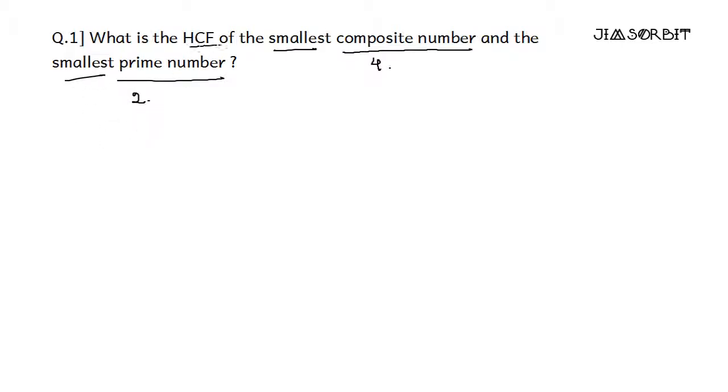Now they have asked us to find this HCF. Now it is very easy. So we have to find the HCF of 2 and 4. We can directly say it is 2. The highest number which can divide both of these is 2 only, because 2 divides it completely. So the HCF is 2. Okay, simple question. This is just a 1 mark question.